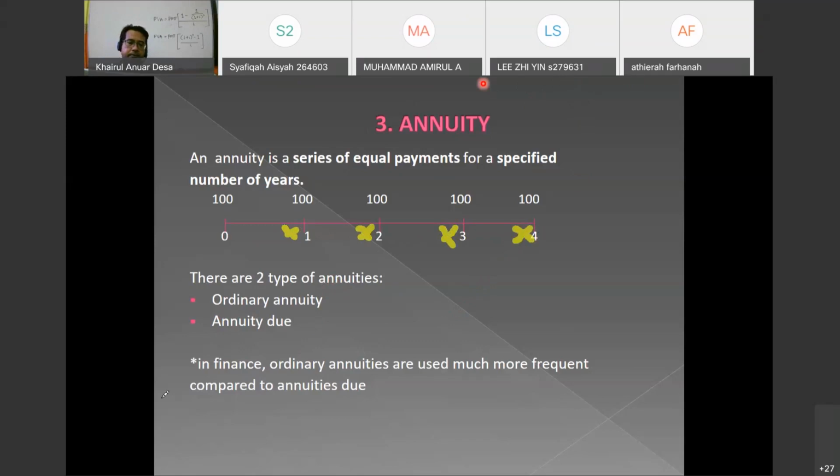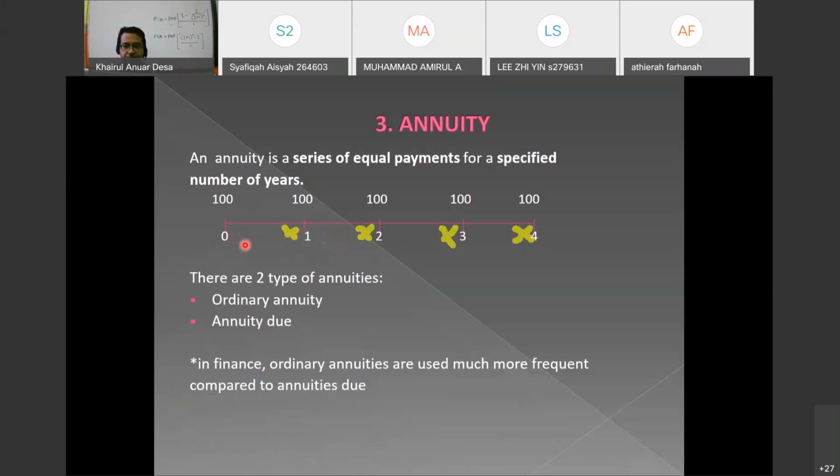Okay, you can see here, this is the ordinary annuity. Ordinary annuity, the payment, okay? The payment occurs at the end of the period. Pembayaran berlaku pada penghujung sesuatu tempoh masa tertentu. That is the annuity, ordinary annuity.